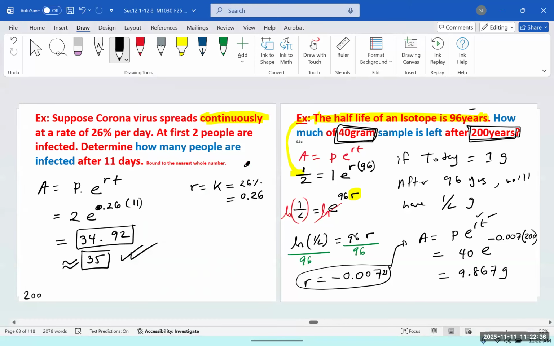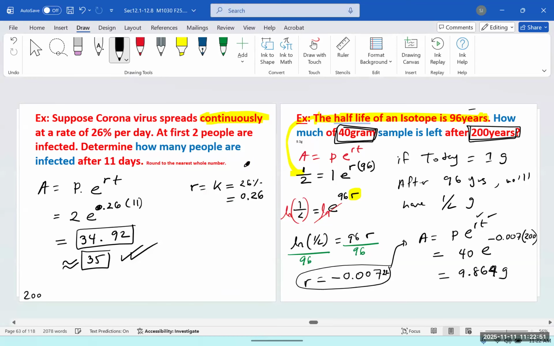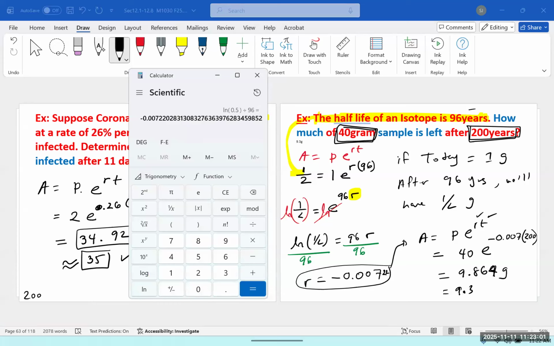722. Try putting 722 and see what you get. 61? 864. But the answer they gave is 9.3. So we have rounding error. So we have to check.